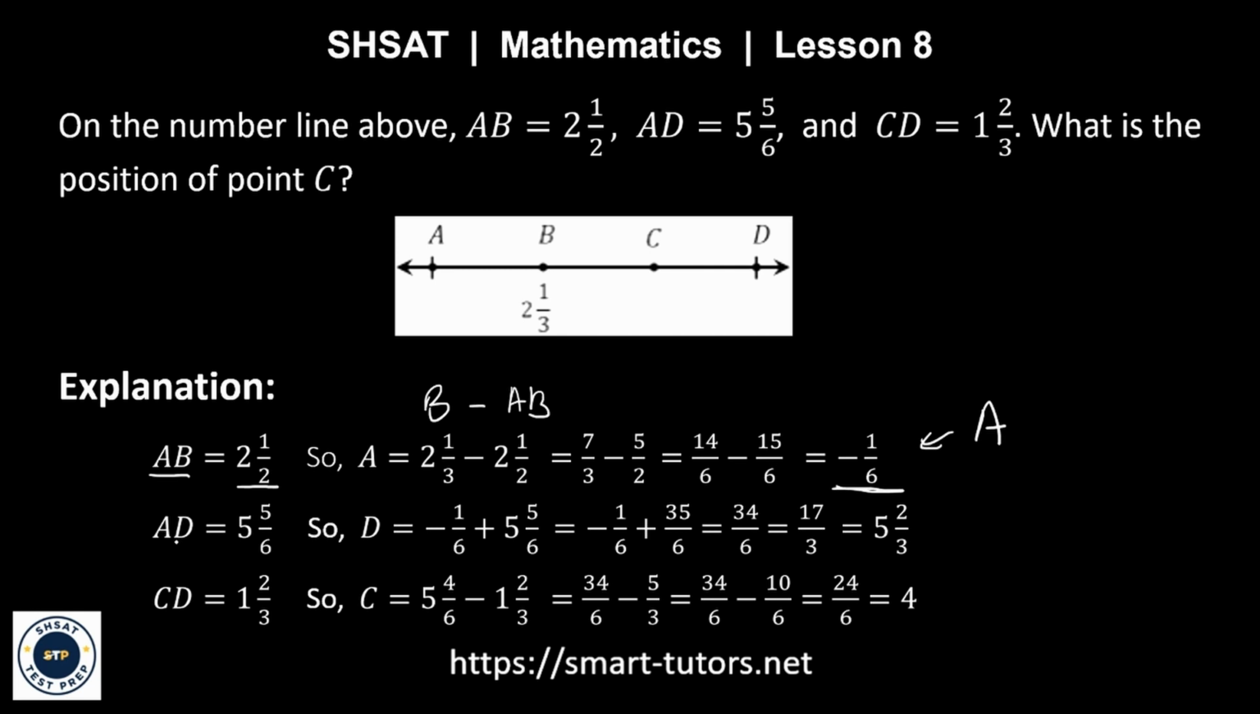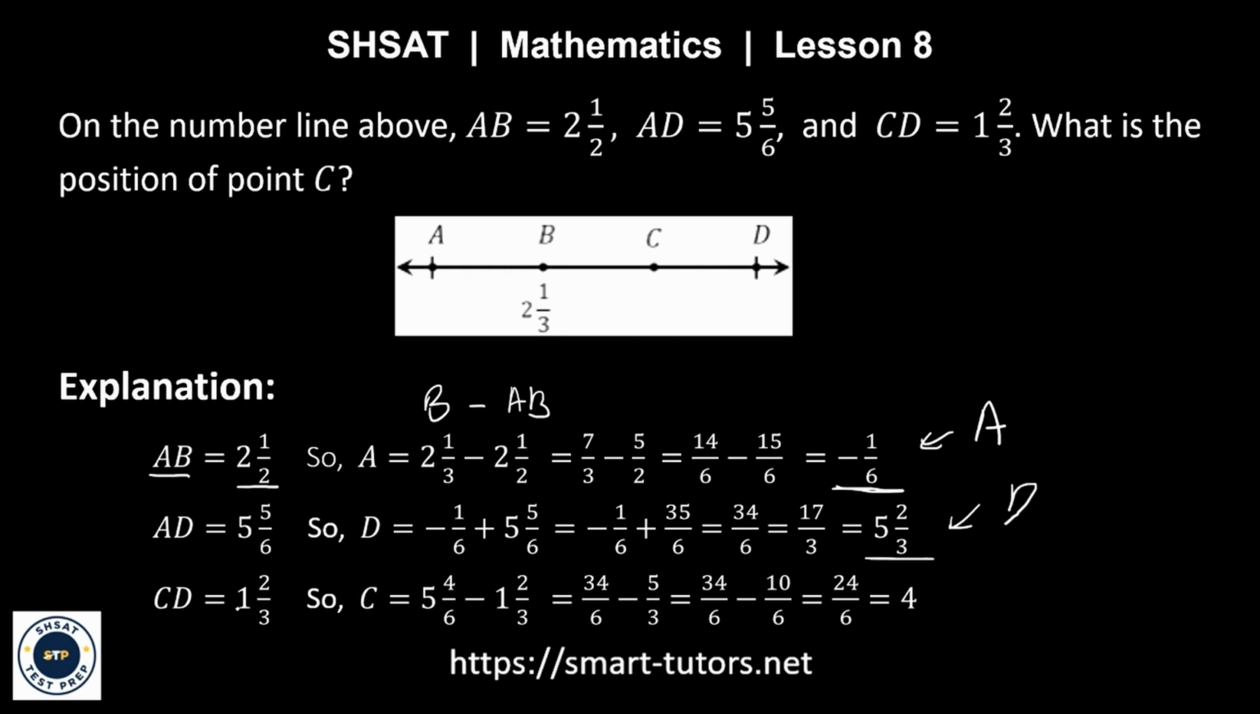Now we can figure out the value of D as well, because they give us AD is equal to 5 and 5/6. Since we have A, A plus the value of AD will give us the position of D. So we add -1/6 plus 5 and 5/6. You add that the same way, and you get the answer of 5 and 2/3, which is now the position of D.